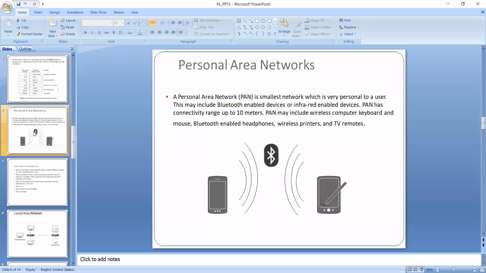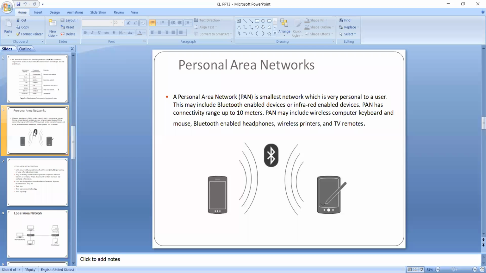One common example of this personal area network is a wireless network that connects a computer with its peripherals. So the peripherals may be keyboard, mouse, printer, headset, whatever it may be. So the wireless computer network with its peripherals is a good example of this personal area network.